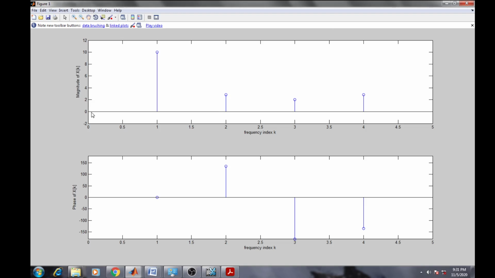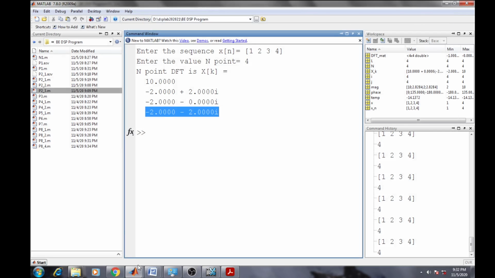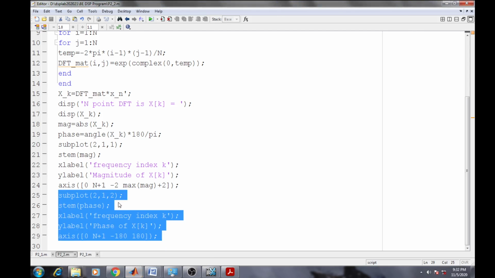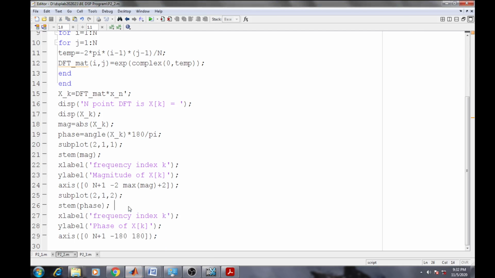Here you will see the magnitude plot. On the x-axis the frequency index k is given, and on the y-axis the magnitude is given. So here the values are plotted, whatever values I showed in the command window are plotted, and in the bottom you can see a phase plot. In that phase plot you will find the phase angle is given. Now this is about the second experiment that I showed here.